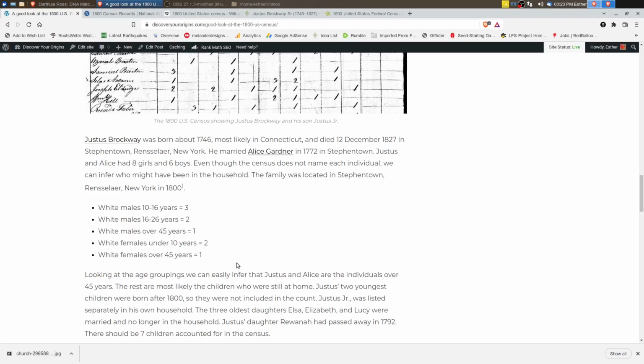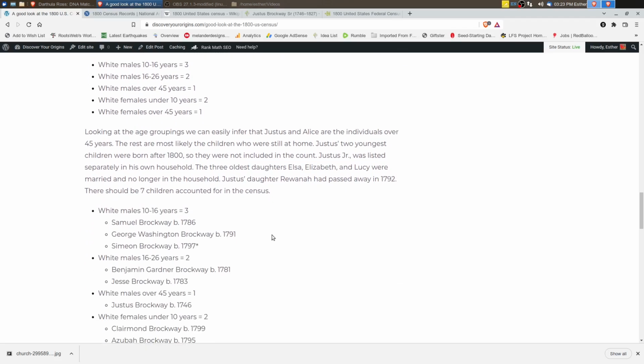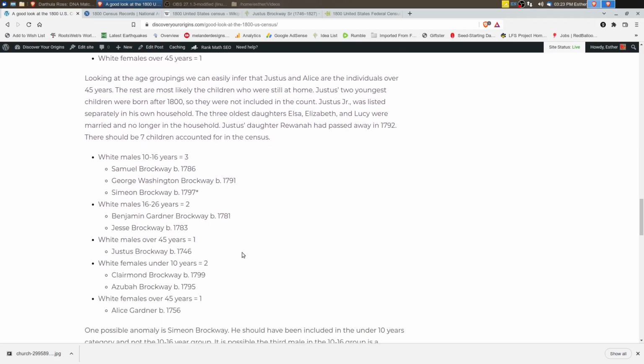So right off the bat, you can probably assume that the male over 45 and the female over 45 years old are probably Justus and Alice. So I went through here and I took the children's birth dates and who was living and assigned them to each of these categories to see if I could identify everybody who was there. So the three males that were 10 to 16 years old, I'm guessing are probably Samuel, George Washington, and Simeon Brockway. Now Simeon, he's only 3 years old.